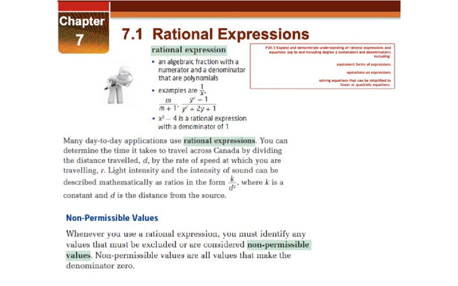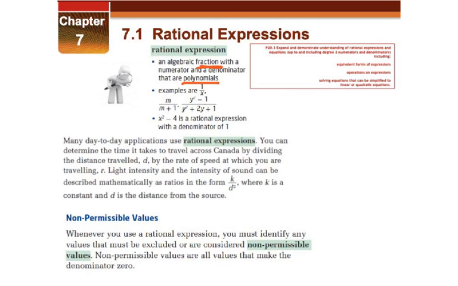So in this unit, we're going to be studying things called rational expressions. And rational expressions are any kind of fraction that has a numerator and denominator that are polynomials. So we can see a couple of examples here. 1 over x, m over m plus 1, y squared minus 1 over y squared plus 2y plus 1, and so on.